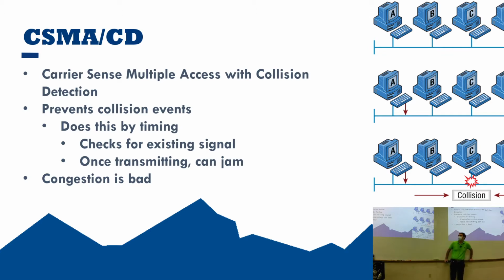If there is no existing signal, then it can transmit. And once we have a transmission with CSMA/CD, we can actually jam other people from being able to transmit. So it's going to prevent these sort of collisions from happening. Now, what's the problem with this technology? That can be pretty congestive.